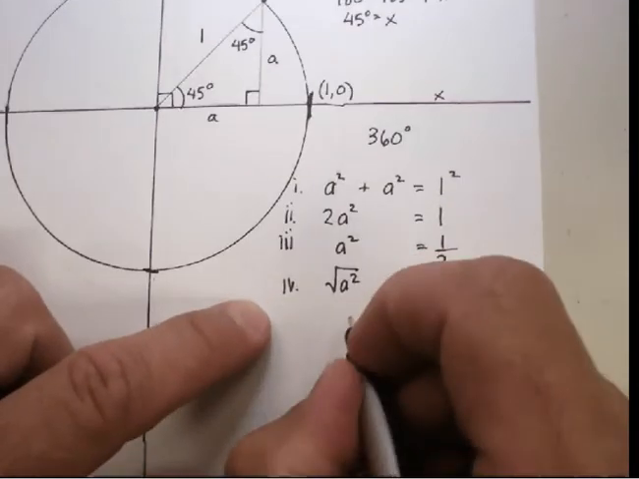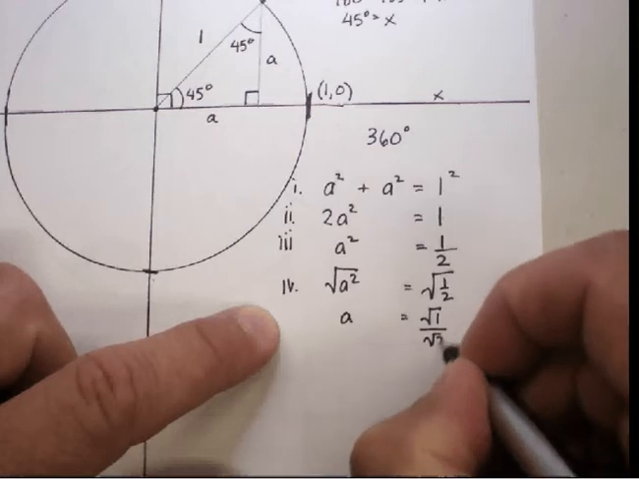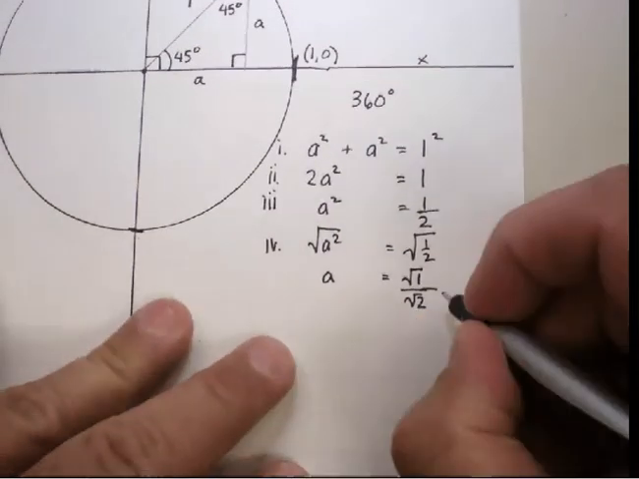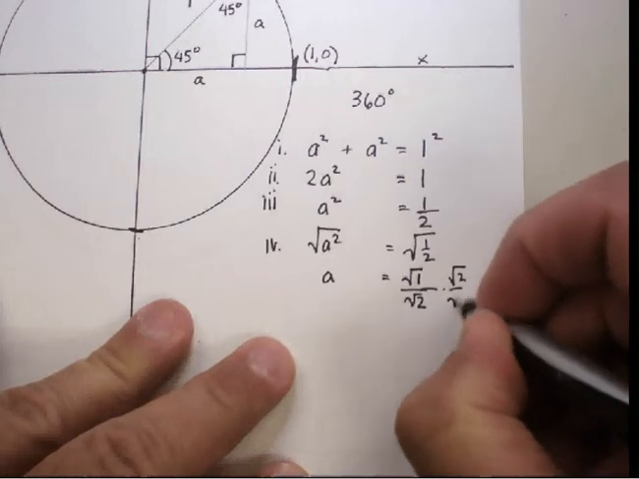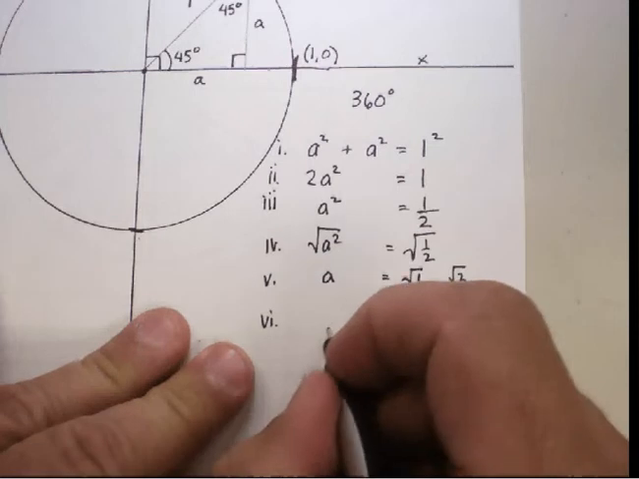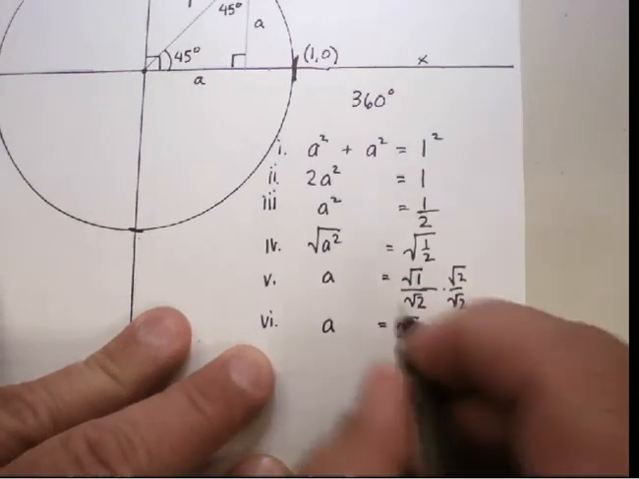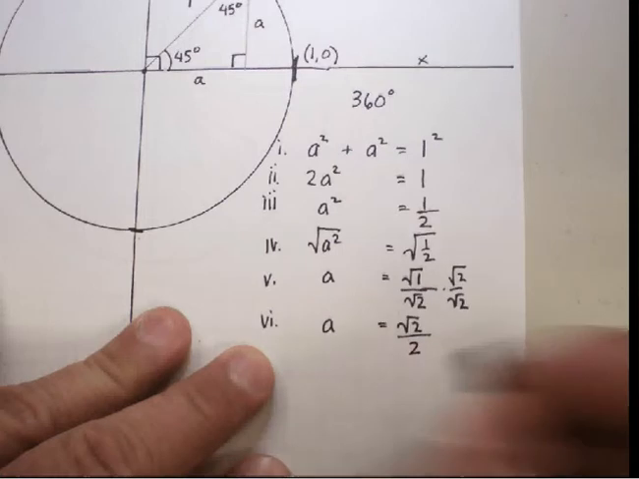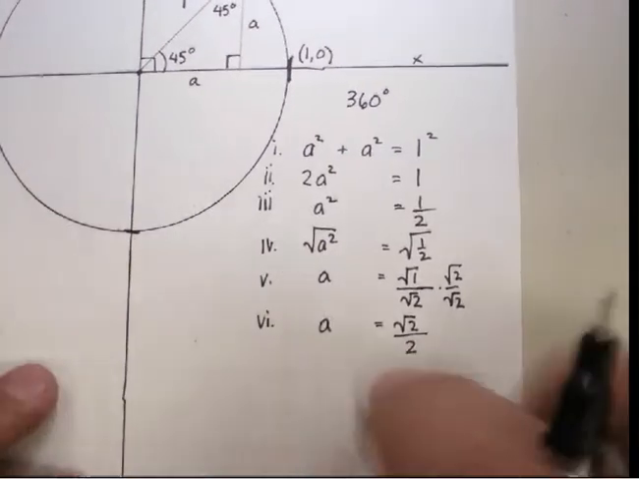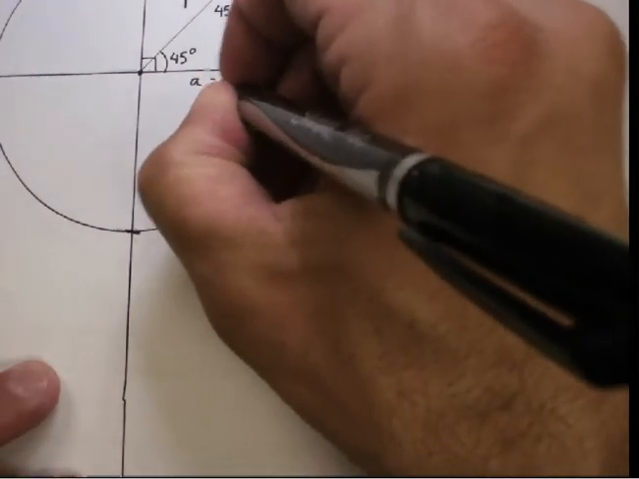The square root of a squared is a. This actually breaks up into the square root of 1 over the square root of 2. In order to rationalize your denominator, remember you have to multiply by 1, multiply by the conjugate. And you actually end up with a is equal to the square root of 2 over the square root of 4, and the square root of 4 is just 2. Now, what did that tell us? It said that this distance now is radical 2 over 2.